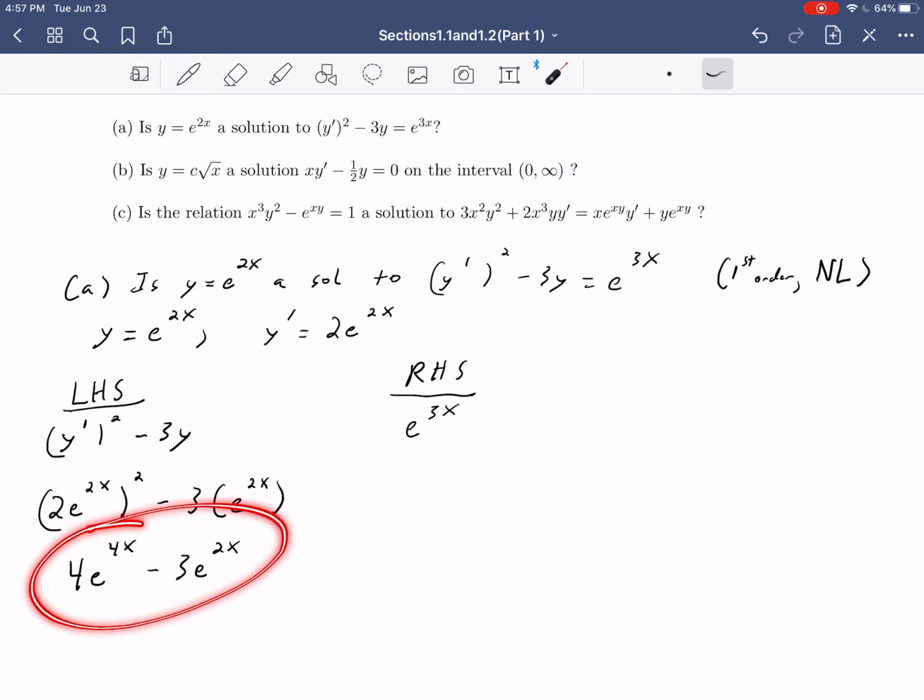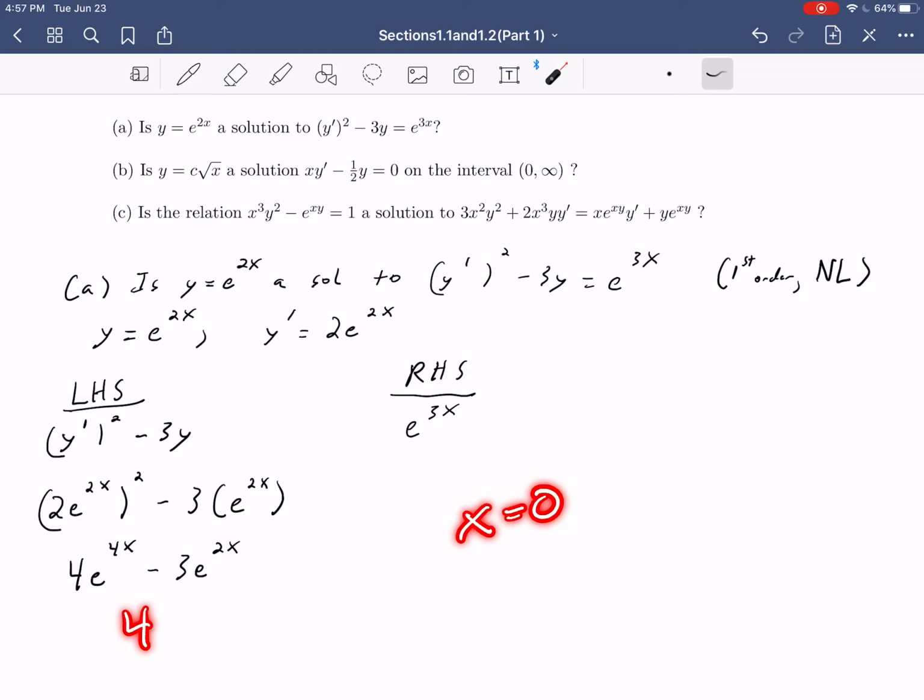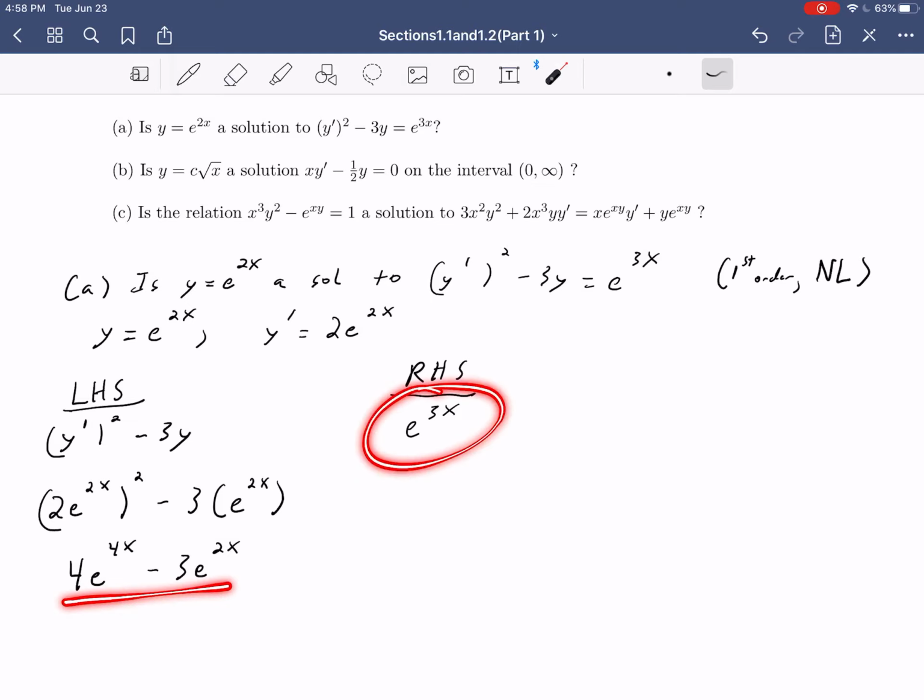Now, are the left-hand side and the right-hand side equal? Well, you could maybe think of some x values where they might be equal. You could realize, oh, hey, at x equals 0, this is 4 minus 3, which is 1, and over here is 1. But that's not what an identity means. An identity doesn't mean that sometimes the left-hand side equals the right-hand side. An identity means that the left-hand side always equals the right-hand side.